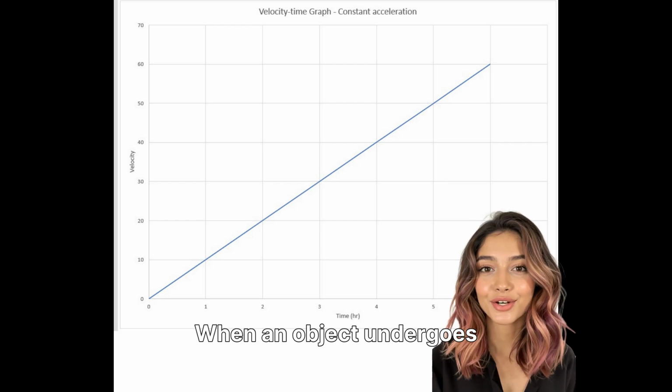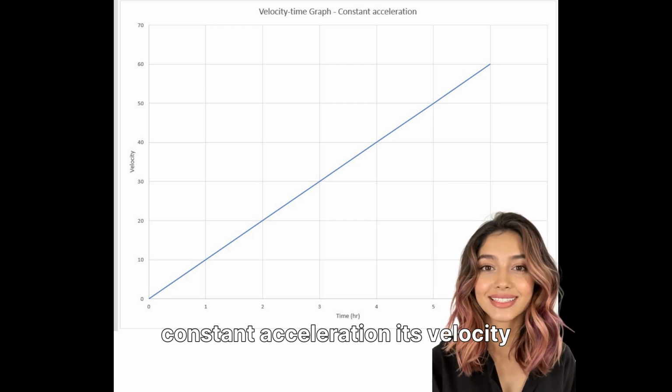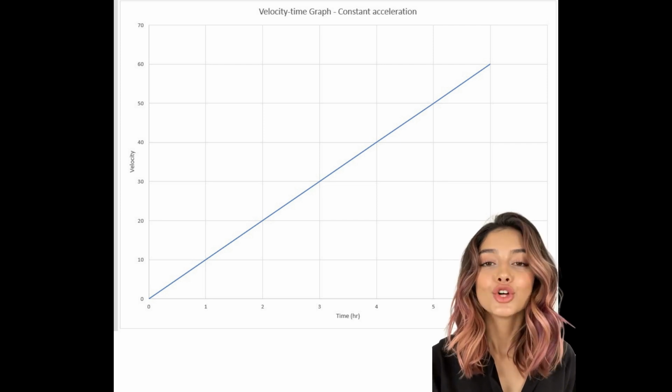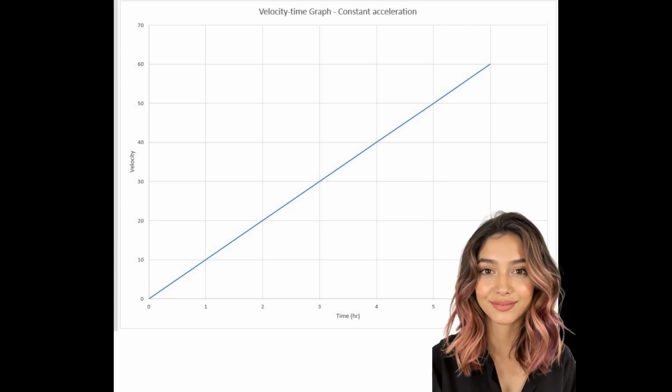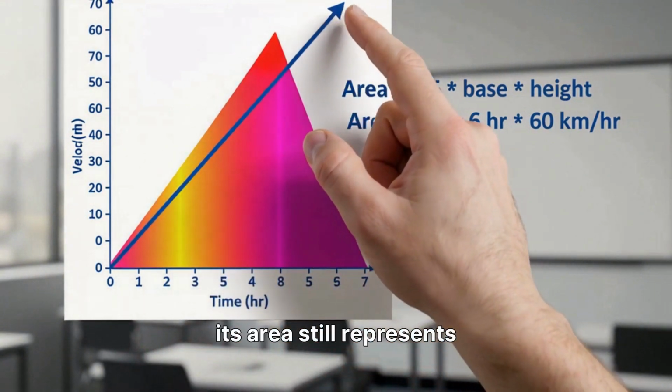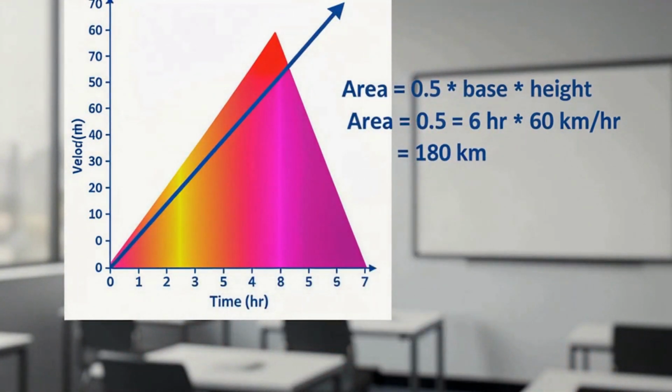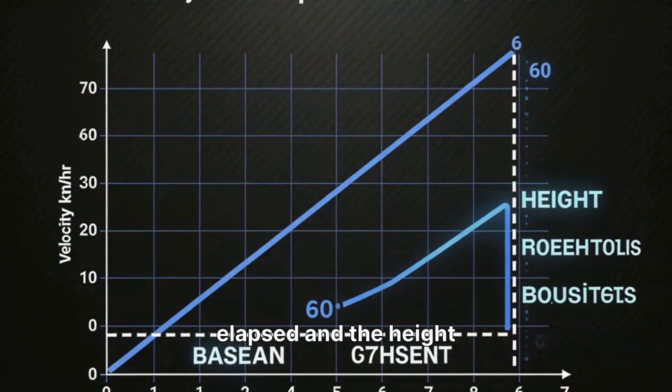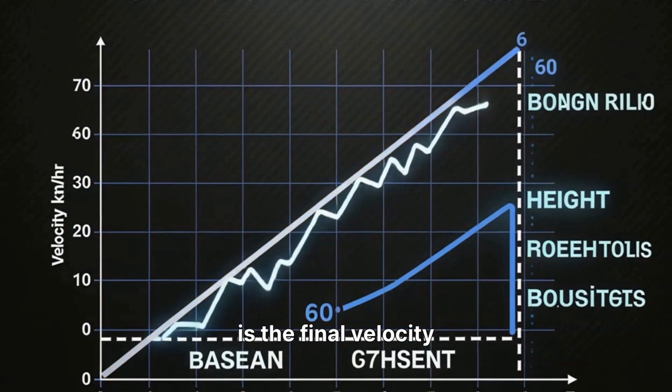When an object undergoes constant acceleration, its velocity increases uniformly over time, creating a ramp-like shape on the graph. In this case, the area under the curve forms a triangle, and its area still represents the total displacement. The base of this triangle is the time elapsed, and the height is the final velocity achieved.